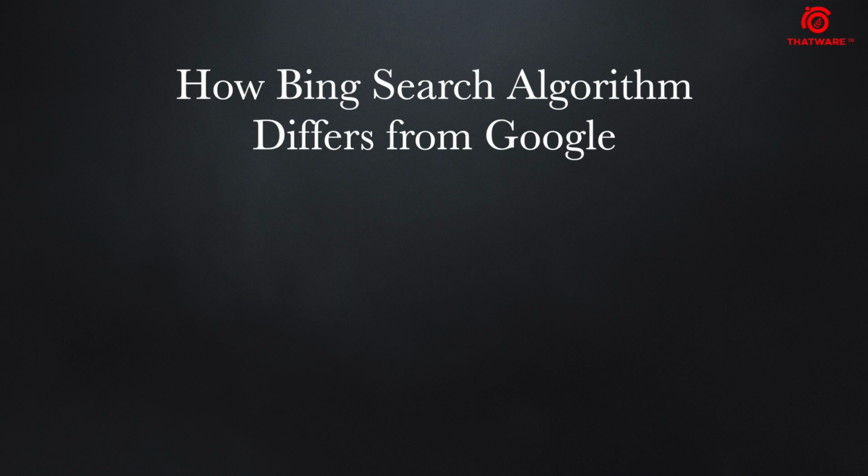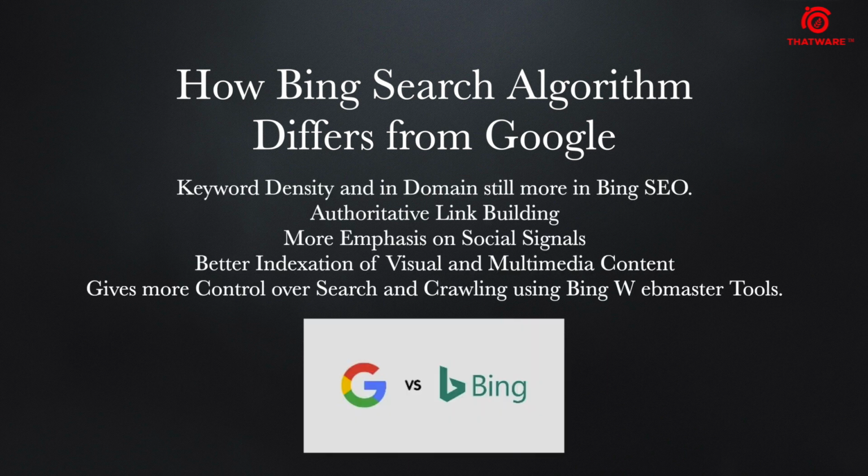Now first let us understand how the Bing search algorithm is different from Google. First things first, Bing has a separate webmaster search console, just like Google has its own. However, keyword density and domain age are still more effective in Bing SEO, and authoritative link building is one of the key factors in Bing. Bing emphasizes more on social signals, and also for better indexing, Bing leverages more on visual and multimedia content. However, Bing also places a huge importance on content, just like Google does.